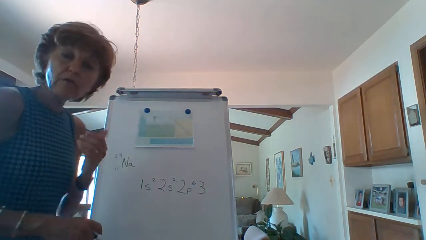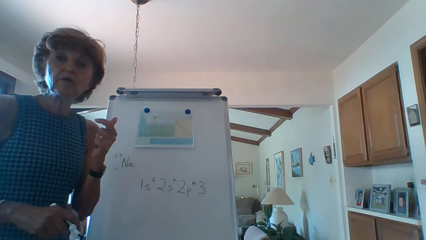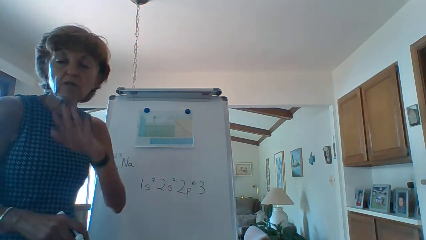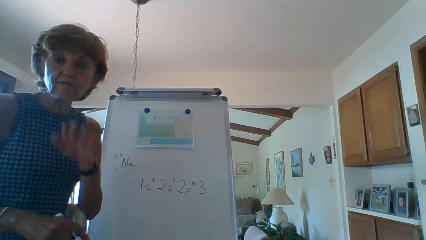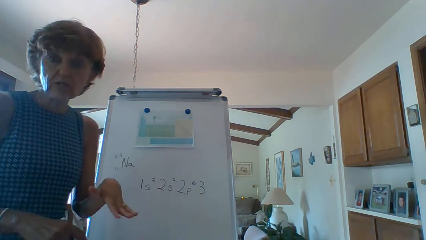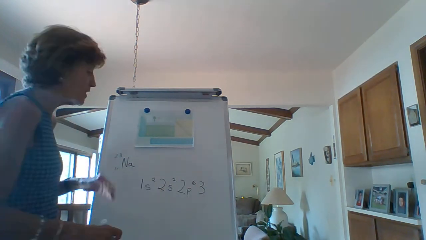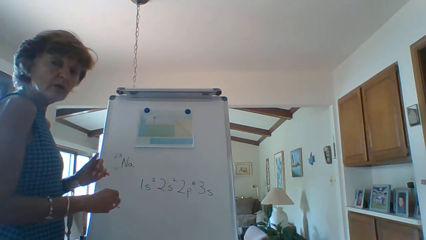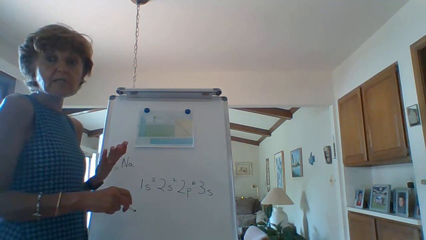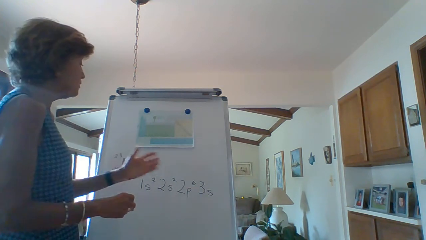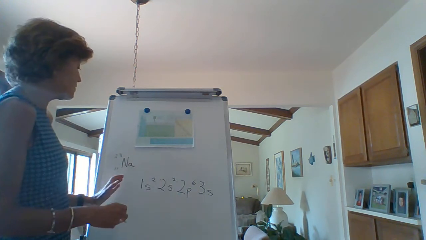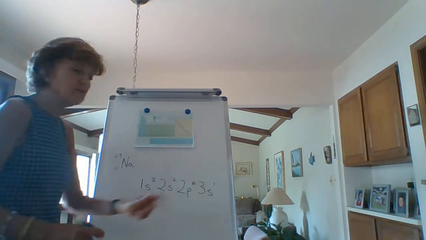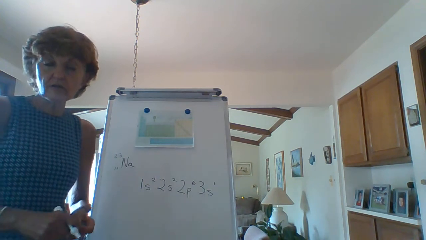In the third shell, you have the S subshell, the P subshell, and the D subshell. But remember, you have to fill the lowest energy level first. And S is lower energy than P, which is lower energy than D. So we're going to go S. How many electrons are we going to put here? Well, S can hold a maximum of 2, but we only need 11 total electrons for sodium. We already have 10, so you put a 1 here. This is the electron configuration for sodium.